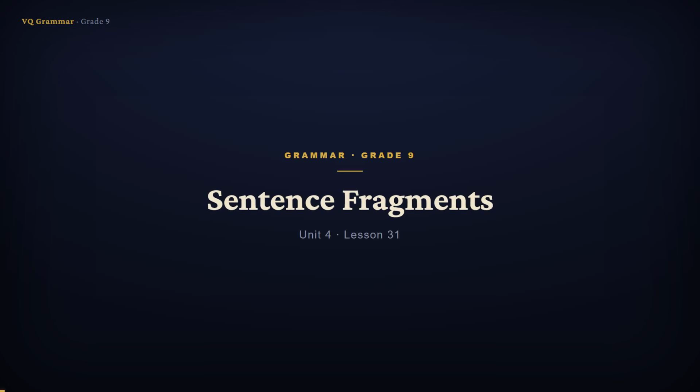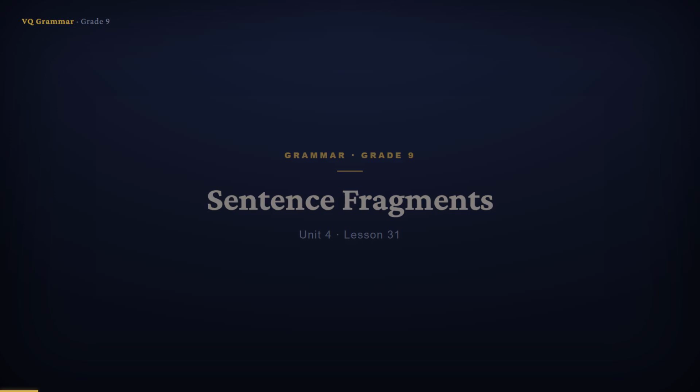This is Unit 4, Lesson 31, and today we're hunting for something that pretends to be a sentence but isn't quite one, the sentence fragment. A fragment is a piece of a sentence that got left on its own, and it always leaves your reader waiting for something more. Once you learn the 3 ways a fragment comes up short, you'll catch them every time.